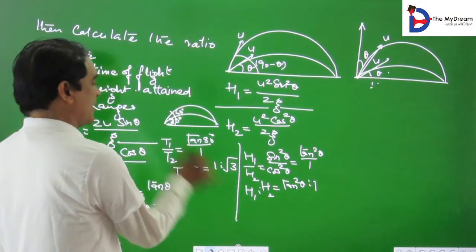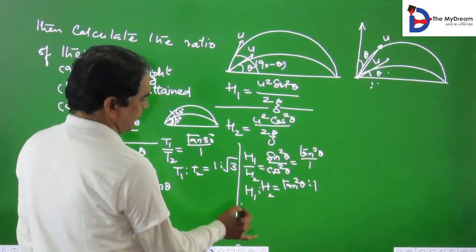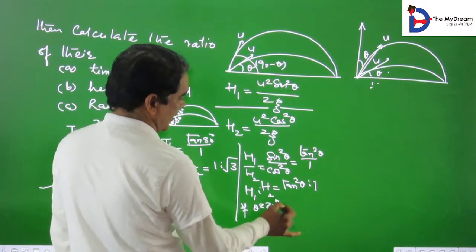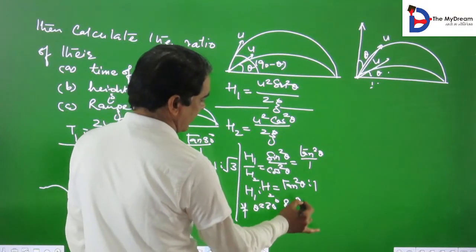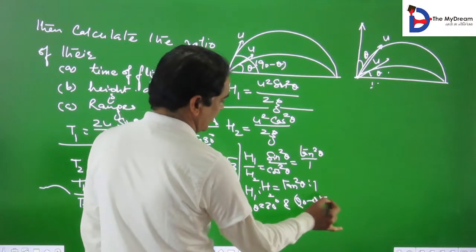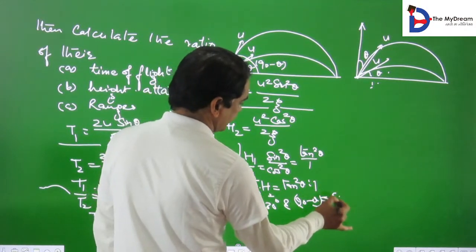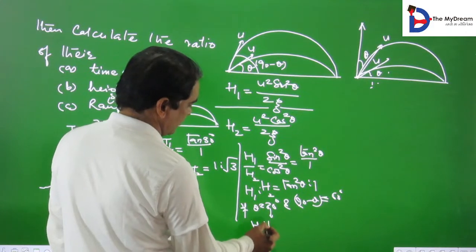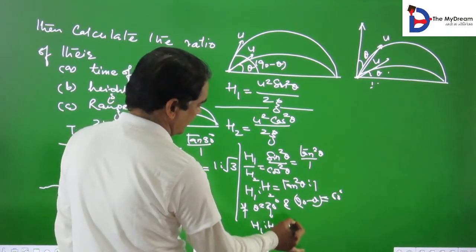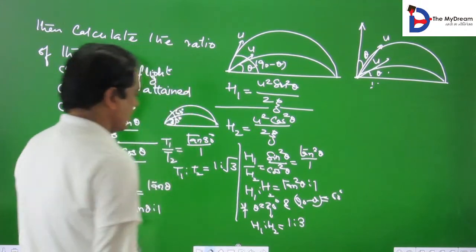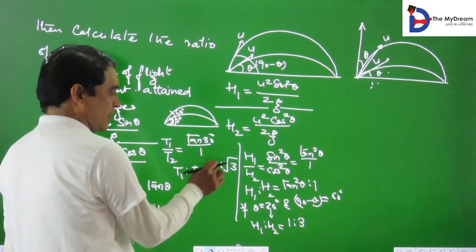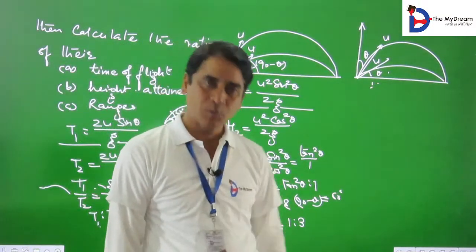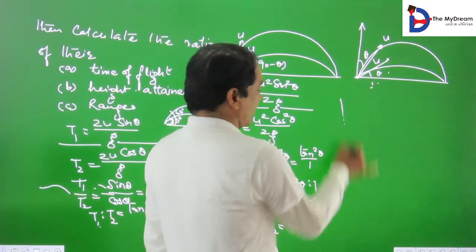Again we are taking the same problem. If theta is equals to 30 and another one 90 minus theta, which is equal to 60, then you can take H1 upon H2, 1 is to 3, because tan 30, which is 1 upon root 3, there is the square, so it will become 1 is to 3. Now we are talking about the range.